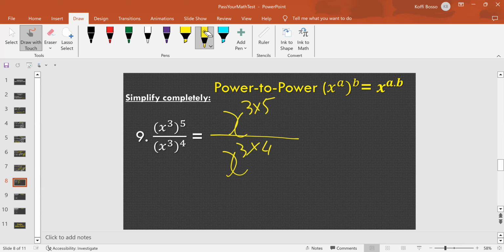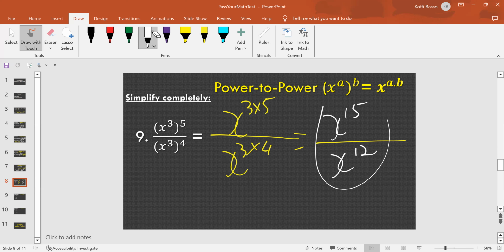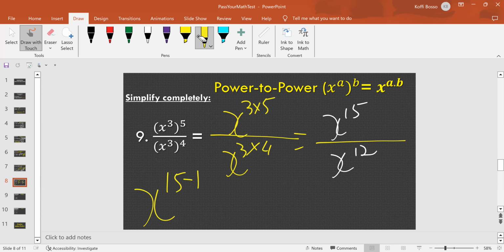Okay, let's see what's going to happen. So this becomes, okay, x to the 15 divided by x to the 12. But we'll not stop like that. We're going to use quotient rule for that, which means what? We're going to have x, okay, raised to 15 minus 12. The final answer now is x cubed. Okay.